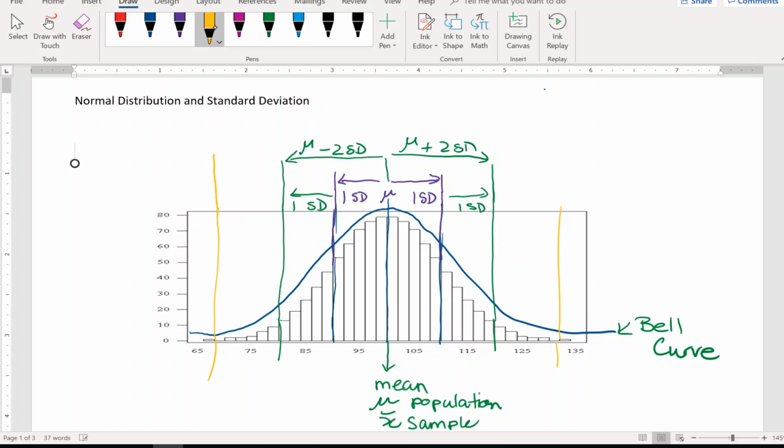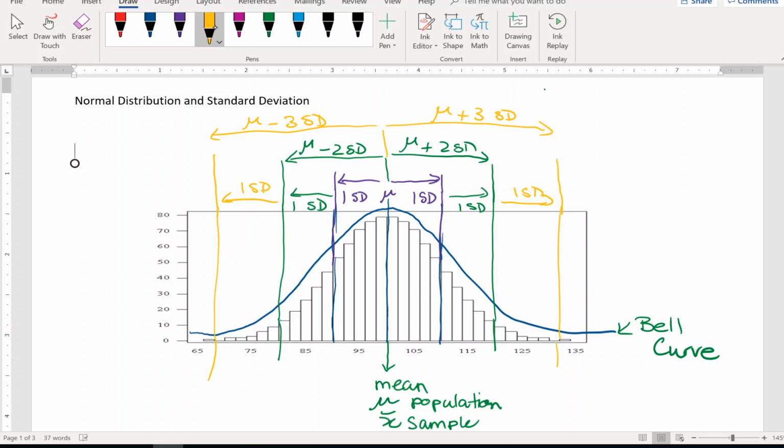And going a little bit further out to these ones, again, this is one standard deviation from here to here, and one standard deviation from here to here. So if we look at it from that mean, on the left side, this is the mean minus 3 standard deviations. And on this side, it's the mean plus 3 standard deviations.